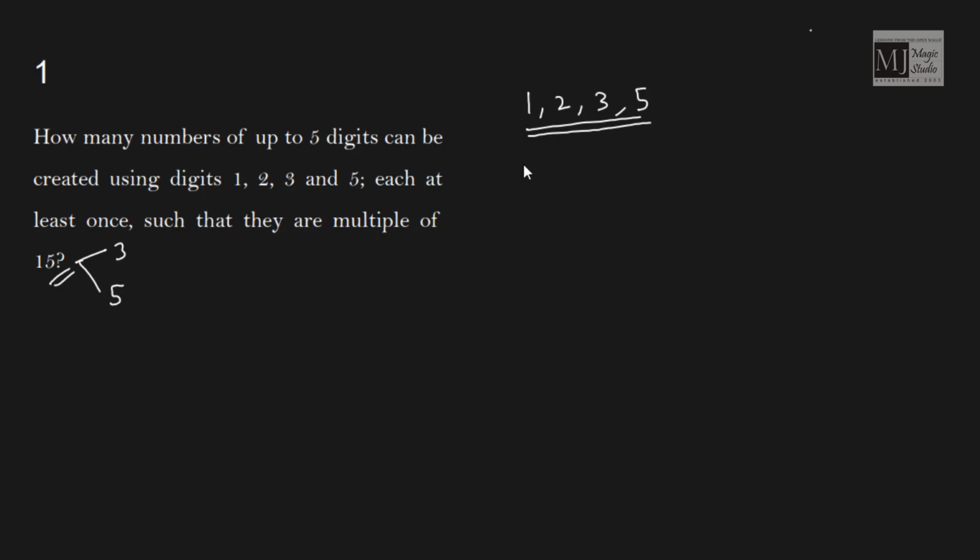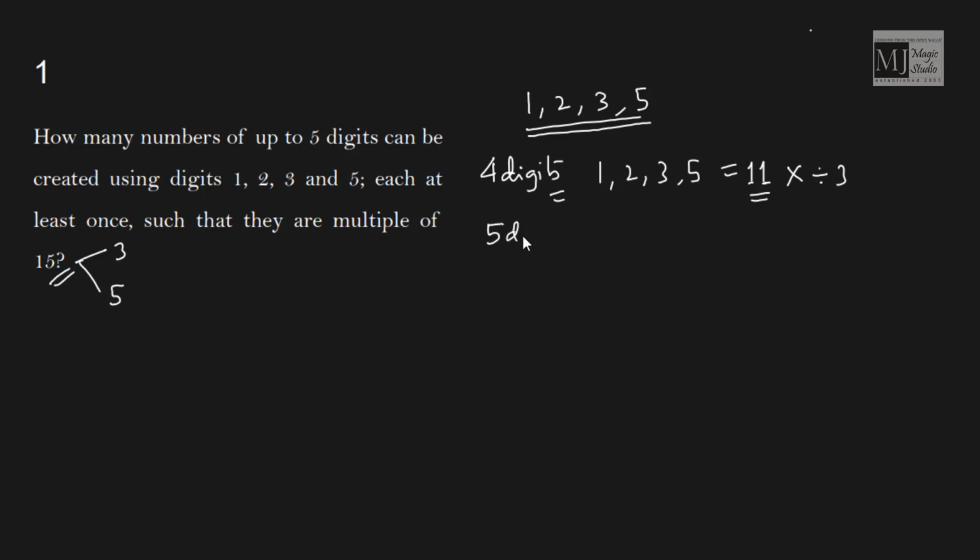Now we can't frame a 1-digit, 2-digit or 3-digit number because all the 4 digits need to be used at least once. So let us try framing a 4-digit number first. Since we have 4 digits and each must be used at least once, for a 4-digit number we can only use 1, 2, 3, 5 once. Now 1 plus 2 plus 3 plus 5 is 11. That means the sum of digits is not divisible by 3. It clearly means that we also cannot form 4-digit numbers.